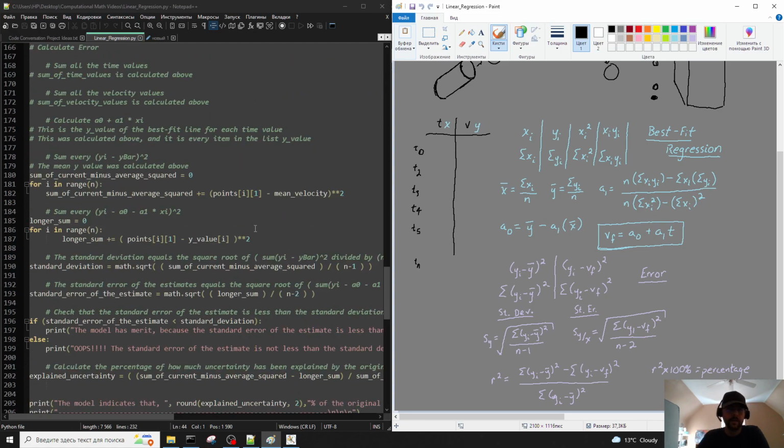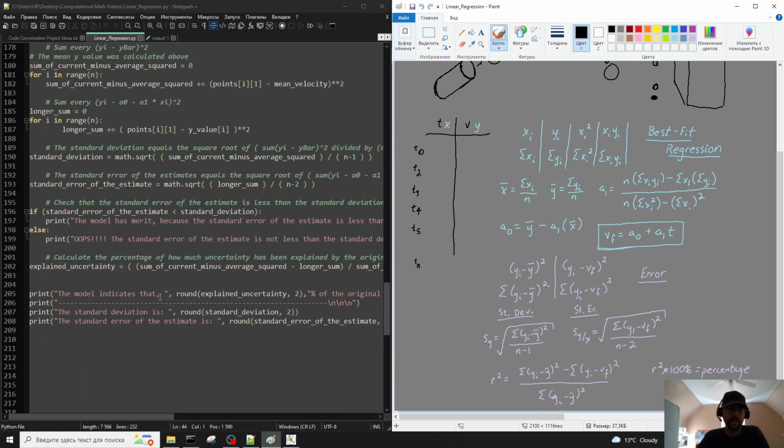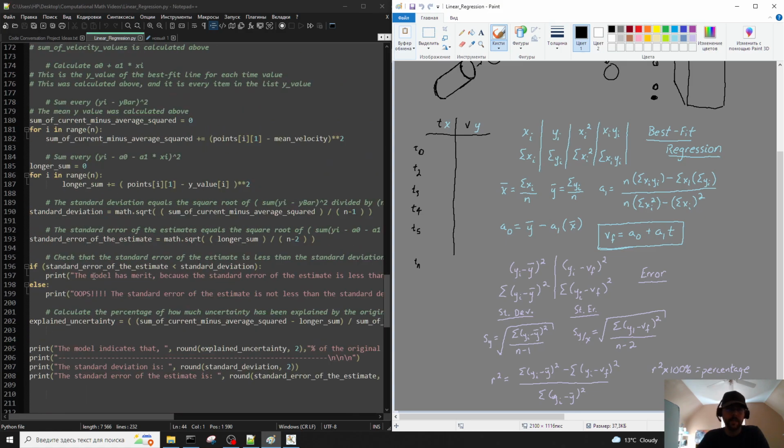Calculate error. So I don't need to run through this once again every single line. It's basically the same idea. You can more or less read my notes here and then read my notes over here. It's calculating the error and printing out the result at the end.